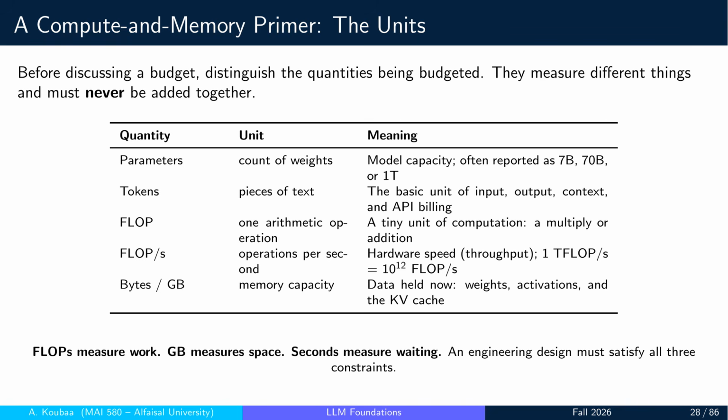Now the line at the bottom, which is the one to remember. Flops measure work. Gigabytes measure space. Seconds measure waiting. 3 different constraints, and an engineering design must satisfy all 3. A design that is cheap in compute can still fail because it does not fit in memory. This is exactly the split we saw with attention. The GPU gives you compute, and it gives you memory, and you can run out of either one first.